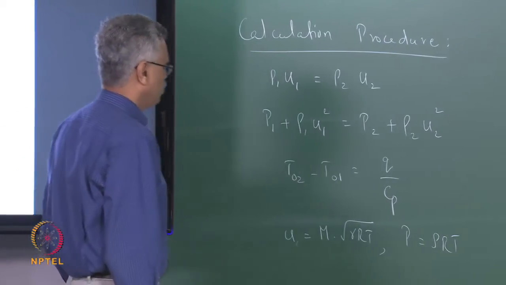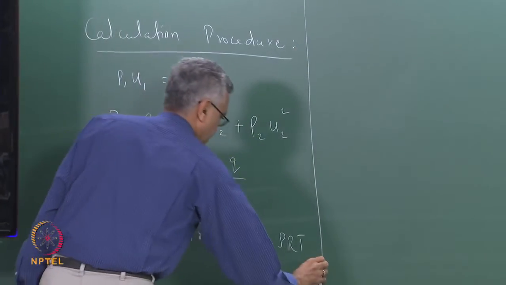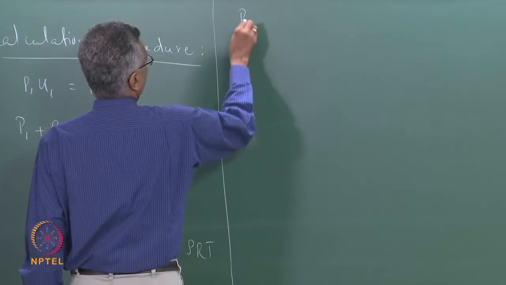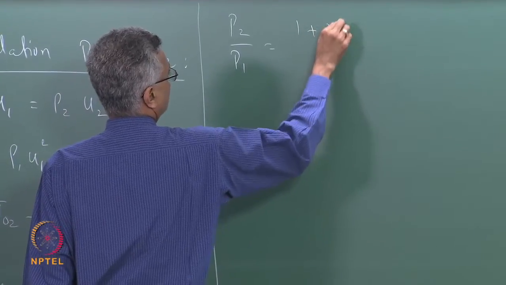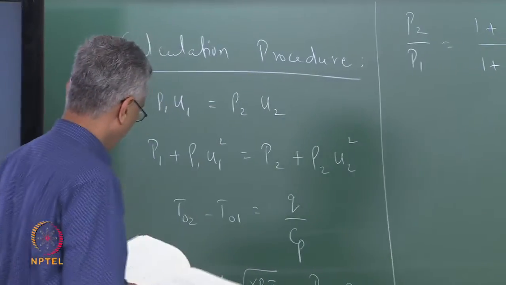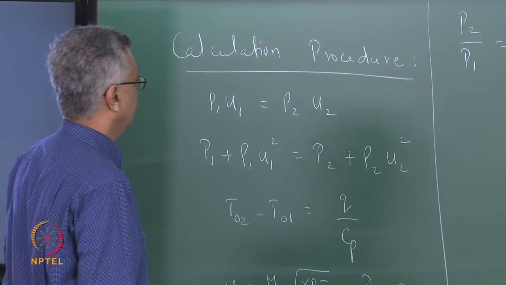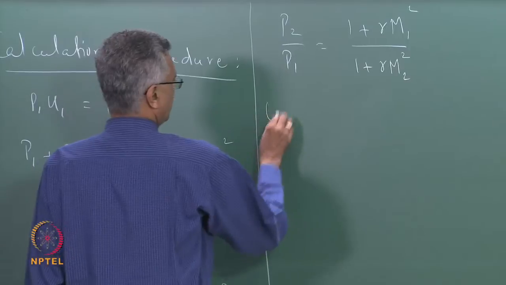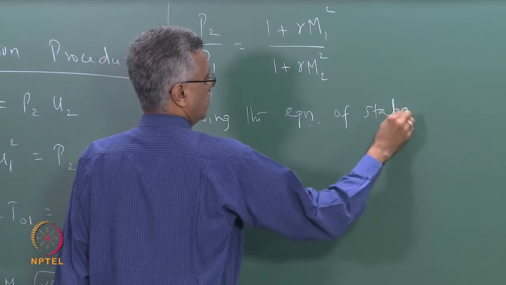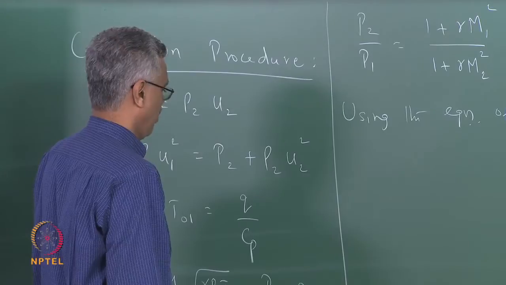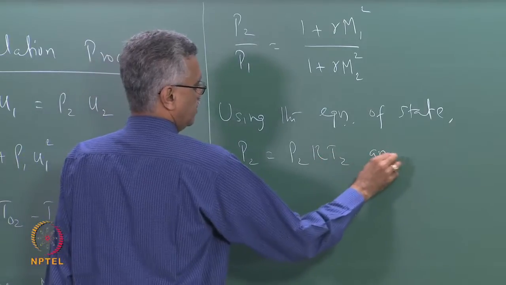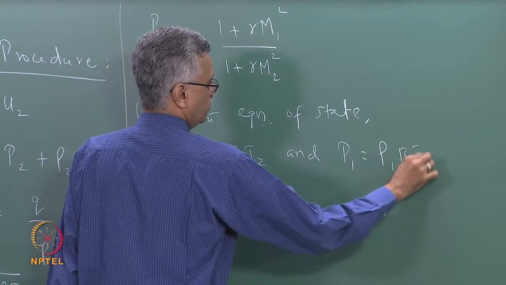Using these relationships, we can actually write down the following equations, which connect the inlet and the outlet state in terms of Mach numbers alone. Okay, so we can write, for example, P2 over P1 is equal to 1 plus gamma M1 square over 1 plus gamma M2 square. That is one relation. And we can also write down, since using the equation of state, P2 is equal to rho 2 R T2, and P1 is equal to rho 1 R T1.